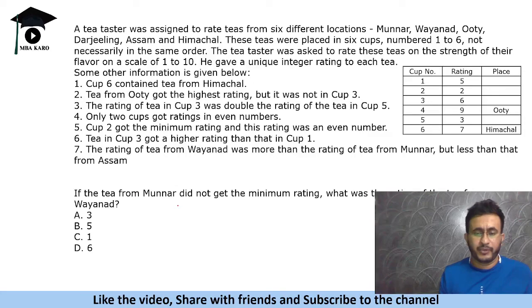If the tea from Munnar did not get the minimum rating, we just derived that A greater than W greater than M. So Munnar did not get the minimum rating. So Munnar is not possible as this. Okay. So we are left with three values, 5, 6 and 3. So this will be A, this will be W, this will be M. What was the rating of the tea from Wayanad? So in that case, Wayanad gets a rating of 5.